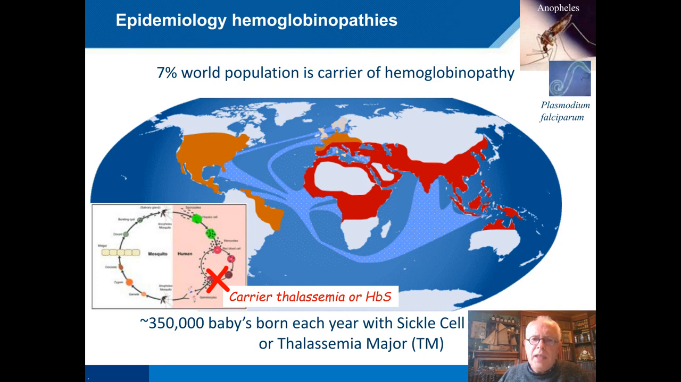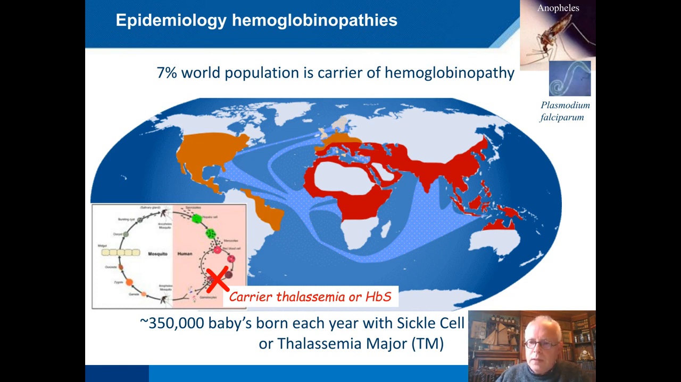Now, why are there so many carriers? Because almost 7% of the world population appears to be carrier of a form of hemoglobinopathy. Well, this has everything to do with Plasmodium falciparum, which is a parasite living in the guts of the Anopheles, the malaria mosquito. A part of the reproductive cycle is taking place in the guts of the Anopheles, and part is taking place in the blood of a human recipient.